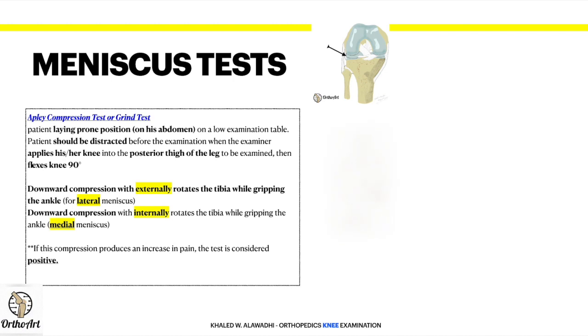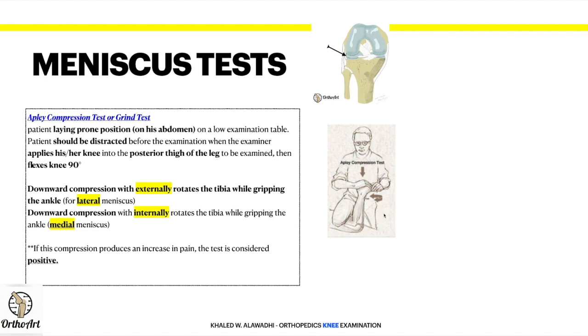So this is a meniscus again, and we're examining this area. This is the Apley compression test. You place your knee on the patient's side in order to be distracted, to avoid any masking, and then you proceed accordingly. If you go external rotation, let's say for example this is the patient's right leg, you apply a downward force with external rotation of the tibia, not the leg, the tibia, this part. External rotate for the lateral meniscus and internal rotate for the medial meniscus.